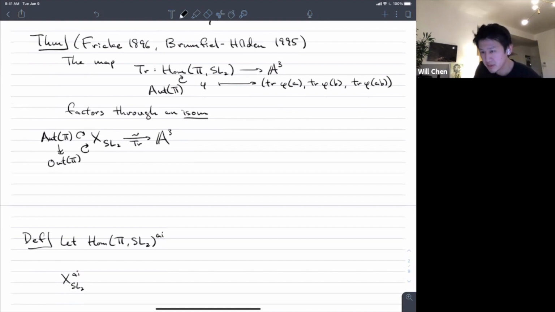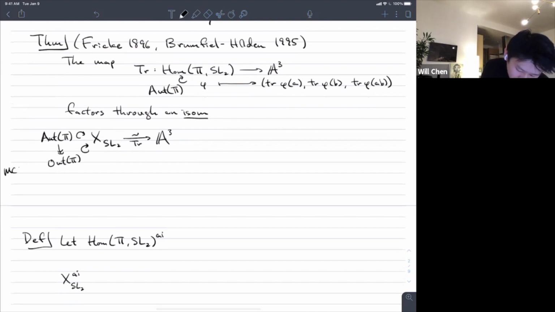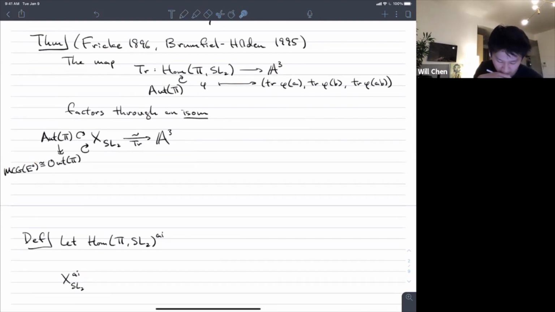Pi here is the fundamental group of a punctured torus, and it's known that for punctured tori, Out(pi) is really the same as the mapping class group of the punctured torus. So I'll write the punctured torus as E circ, and this denotes the mapping class group, right? And so this is really an action of the mapping class group on the character variety, and this is how you should think of this action.